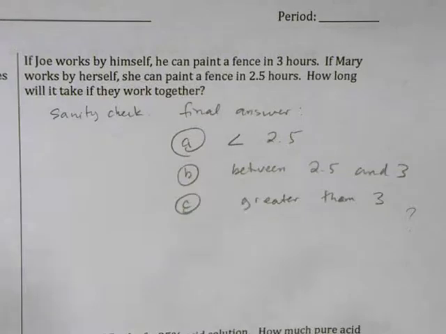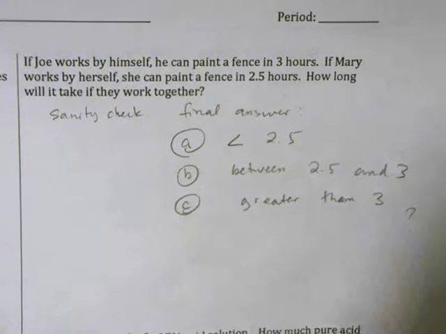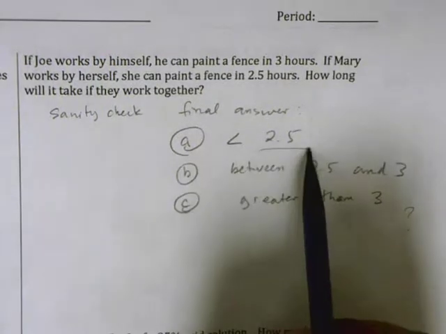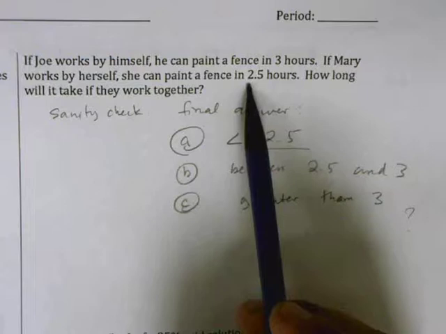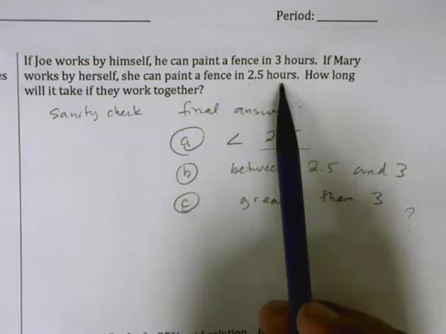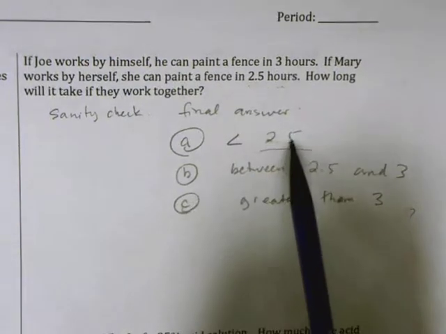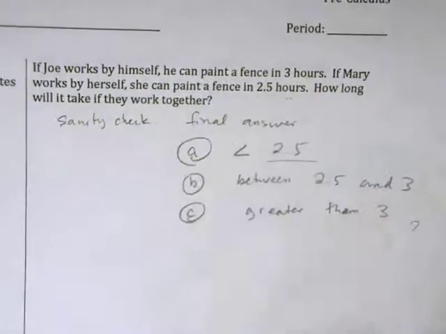Hopefully you've thought through it and realized that it has to be less than 2.5, because if Mary takes 2.5 hours to paint the fence by herself, and now she has some help, it should go even faster. So one of the things that I'm going to do here is calculate the individual rates.